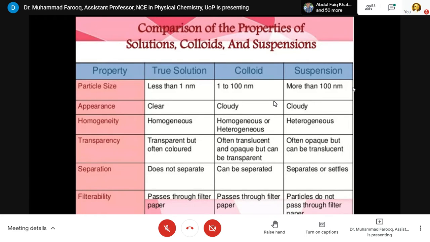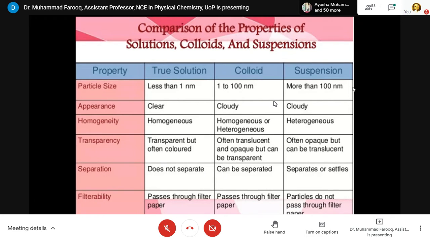So the colloid also passes because the particle size is less than the pore size. If the particle size is less than the filter paper's pore size, they will pass. If it is greater, they will automatically be trapped. So particles do not pass through filter paper in the case of a suspension.